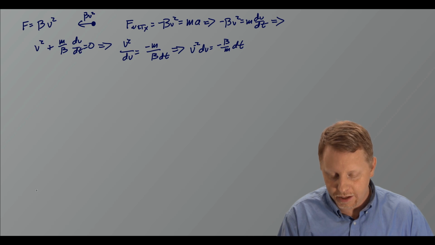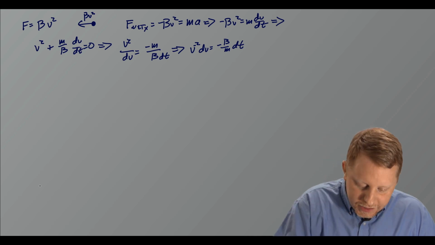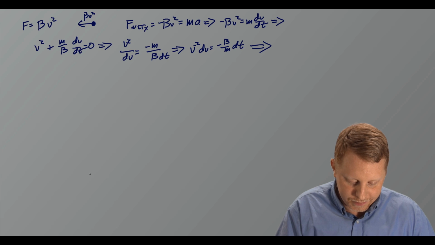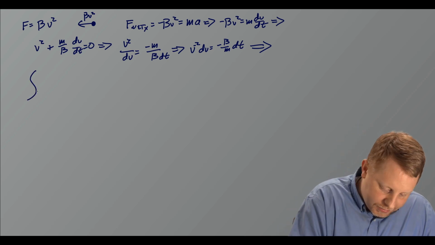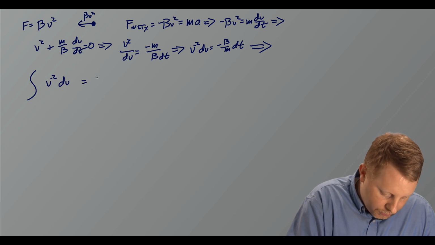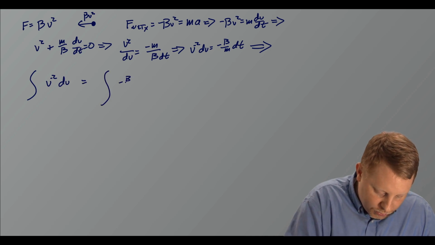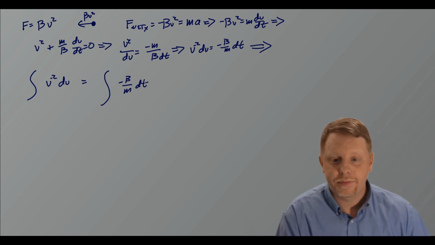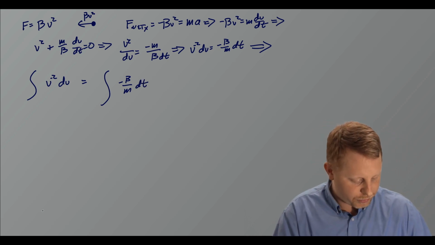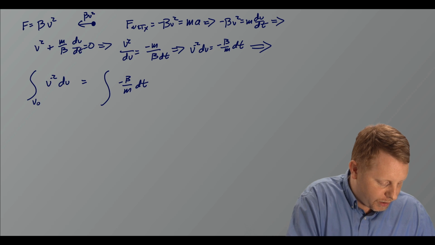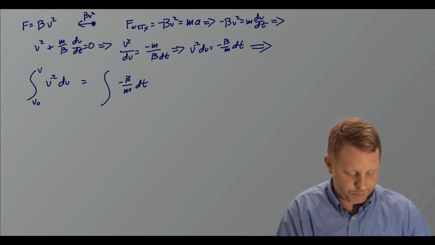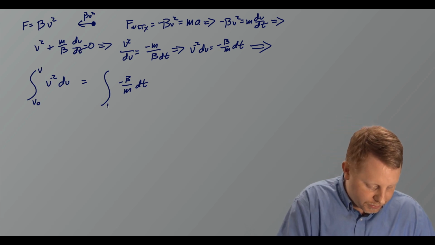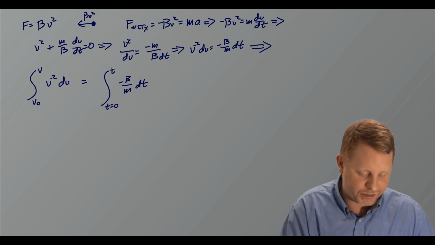We can do some calculus on. So let's see if we can't solve this. If we integrate both sides, the integral of v to the negative 2 dv must equal the integral of minus beta over m dt. And our limits of integration, in terms of velocity, we're starting at v0 and going to some final value v. And in terms of time, we're starting at some t equals 0 and going to some final value t.